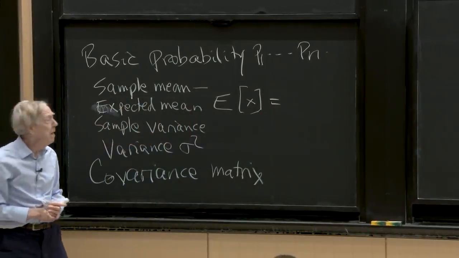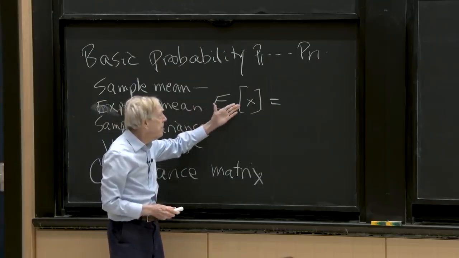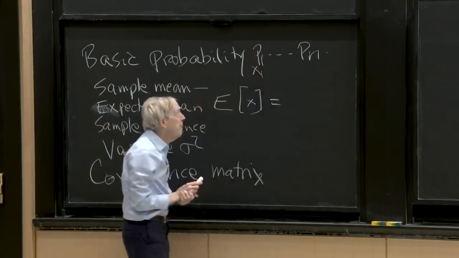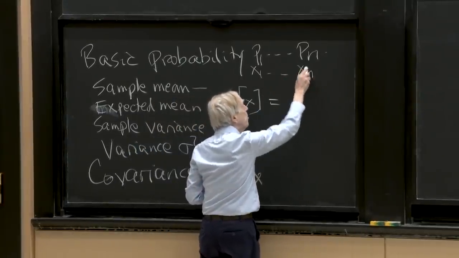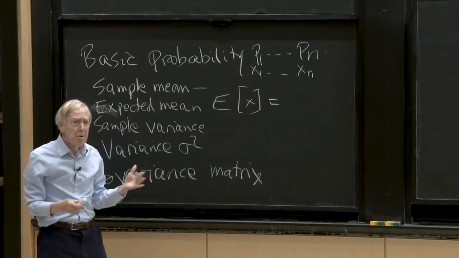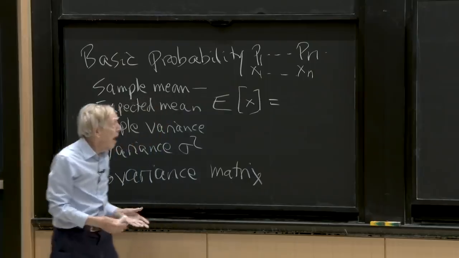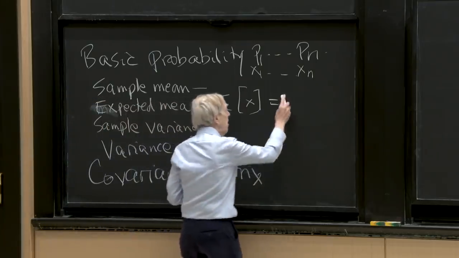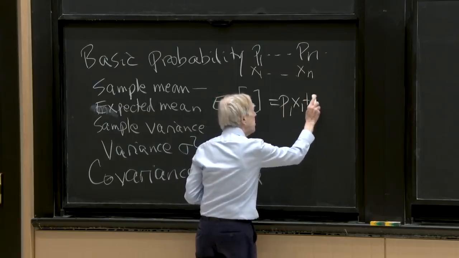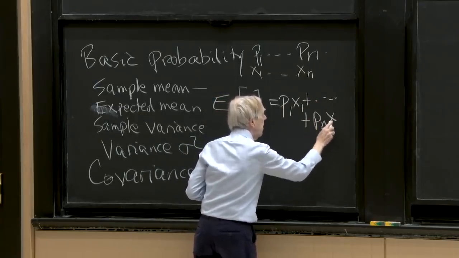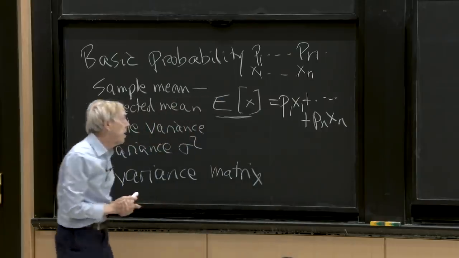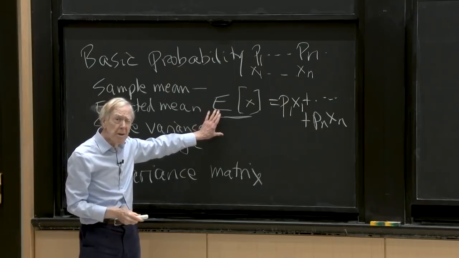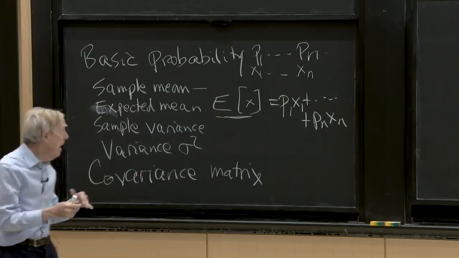What's the expected mean? This is the expectation of the value x, where we get x1 with probability p1 along to xn with probability pn. So we just want to say what's our average output, average outcome, and we weight it by the probabilities. So it's p1 x1 plus so on plus pn xn. That's the expected value of x. Are you comfortable with that symbol E? Because that's everywhere. It gives a handy shorthand.